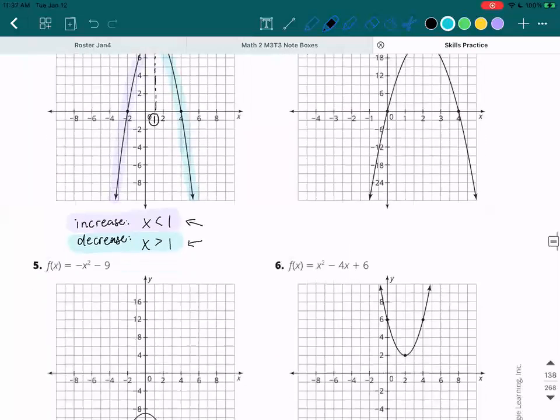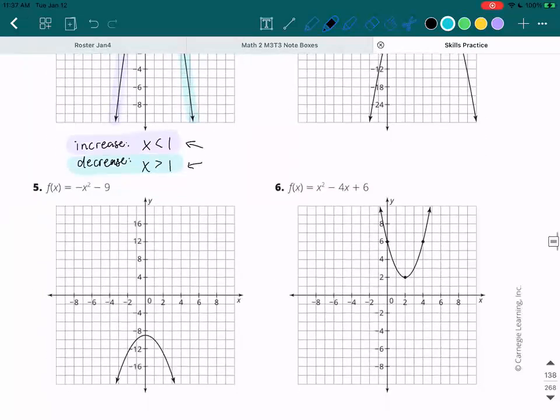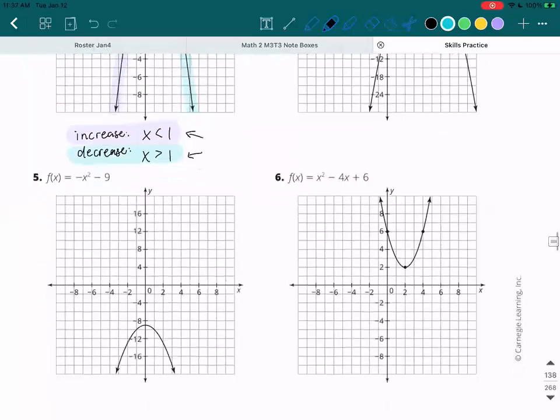Okay, let's go to number 5. Cool. Okay, so let's talk about increase first.